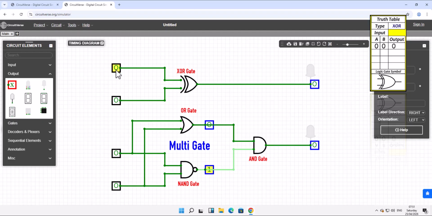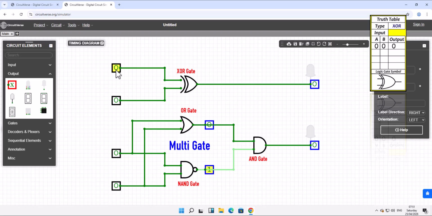If we look at our multigate, the input to the NAND gate is 0 and 0. This means it has an output of 1. The OR gate also has an input of 0 and 0, which means an output of 0. So the input to the AND gate is 0 and 1, which then results in an output of 0.